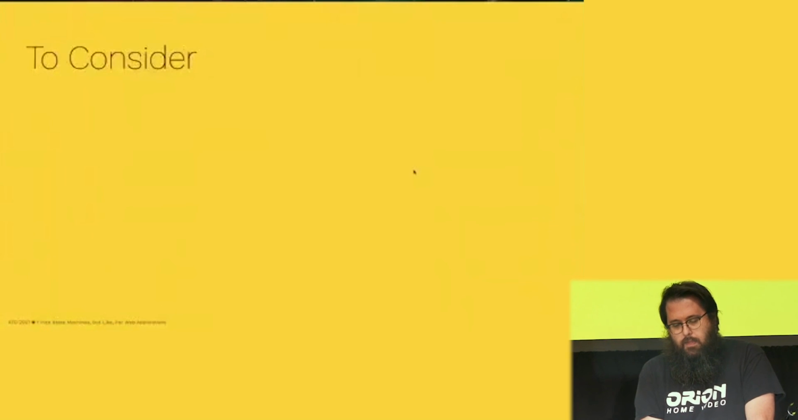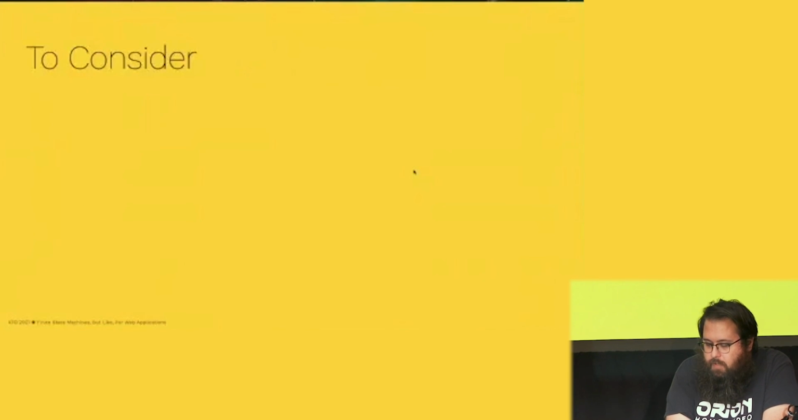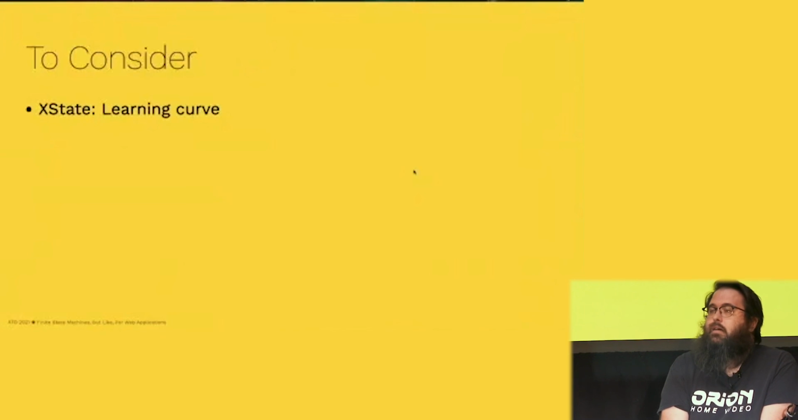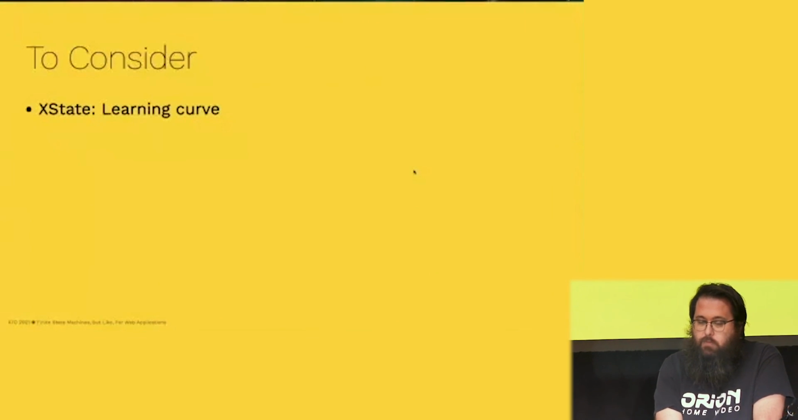So there are a few things to consider, a couple of cons to go with these pros. XState is a learning curve. I think the terminology is a bit hard. There's a lot of options, and so there's a bit of trying to decide, well, what's the best way to do this?